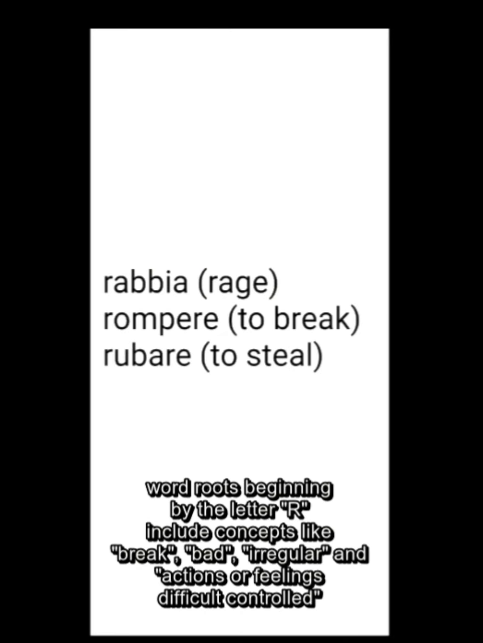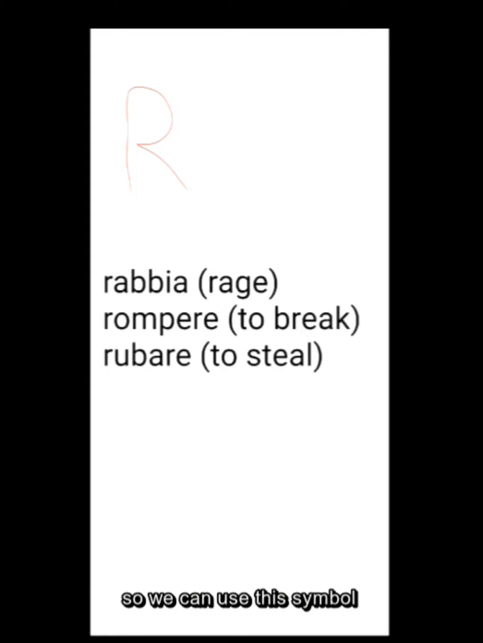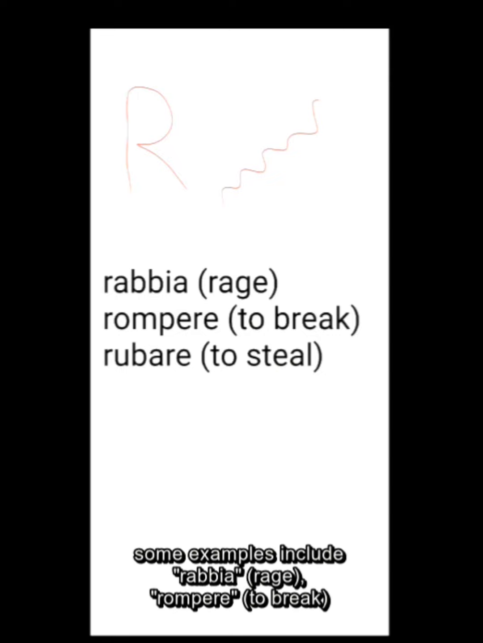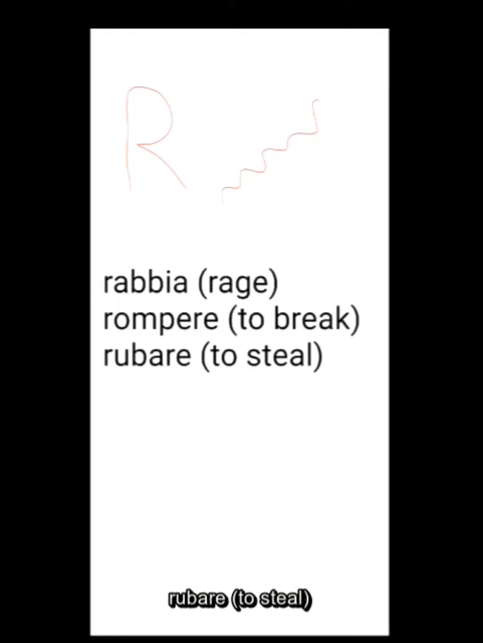Word roots beginning by the letter R include concepts like break, bad, irregular, or actions or feelings that cannot be controlled. So we can use this symbol. Some examples include rabbia, rage, rompere, break, rubare, to steal.